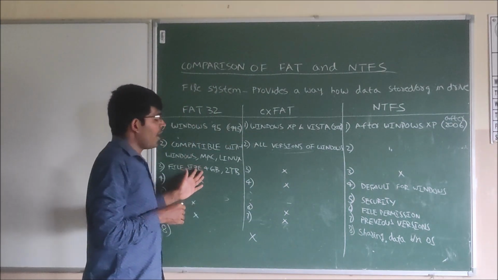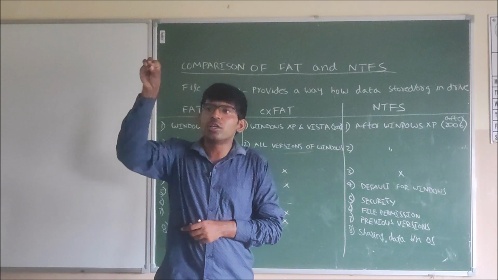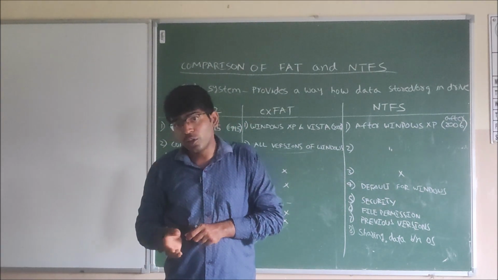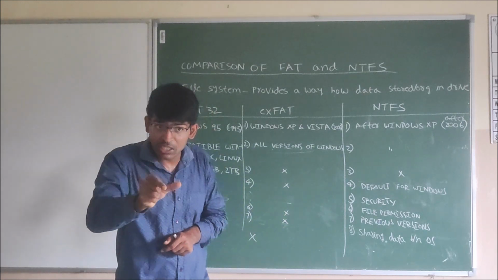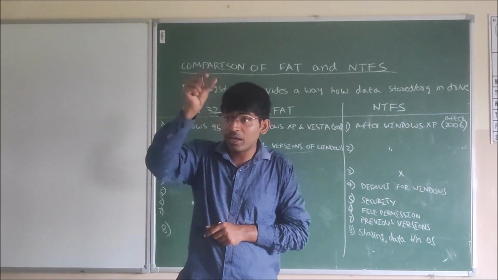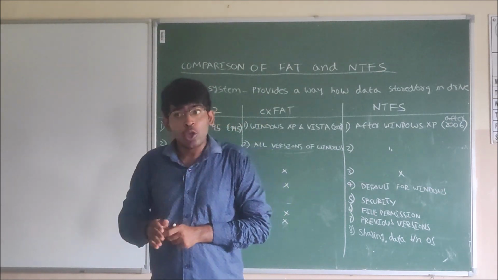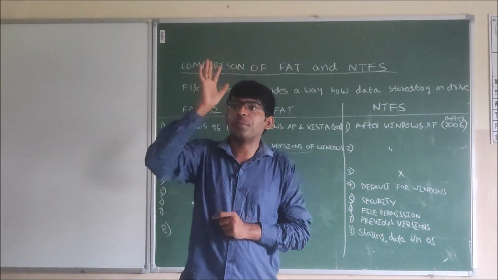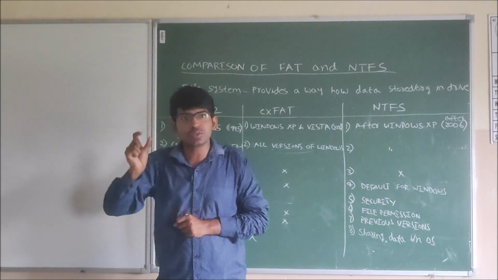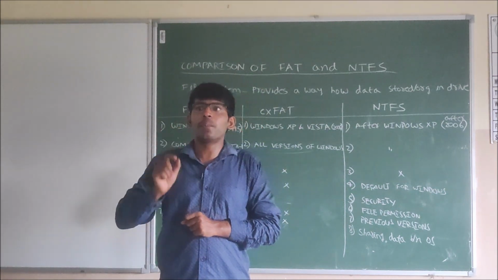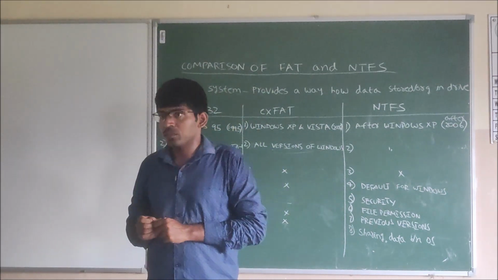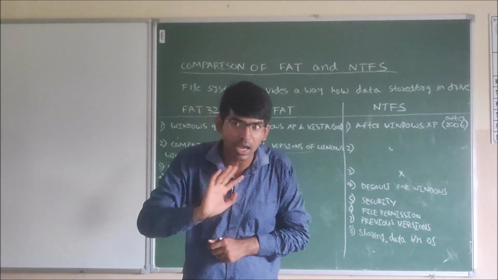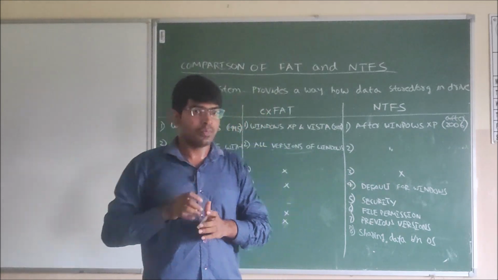Next, in FAT32, assume your pen drive size is 16 GB. Even though your pen drive size is 16 GB, if the file system of that pen drive is FAT32, you cannot copy a 5 GB file directly into your pen drive, because the maximum size it allows to be copied is 4 GB. You can copy two 4 GB files, but you cannot copy one 5 GB file.